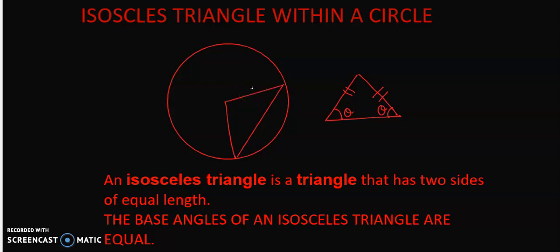Now in this circle, these two are radii of the circle, so we mark the radii with R. These two are equal in length and therefore their base angles will be equal. This is a rule that is frequently used in circle-related theorems in which you have to find the angles.